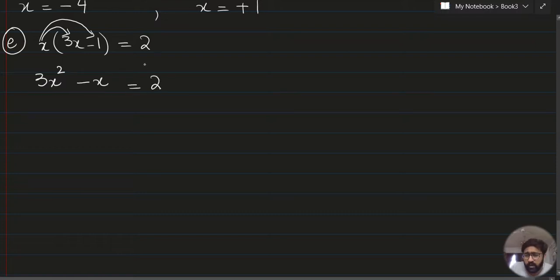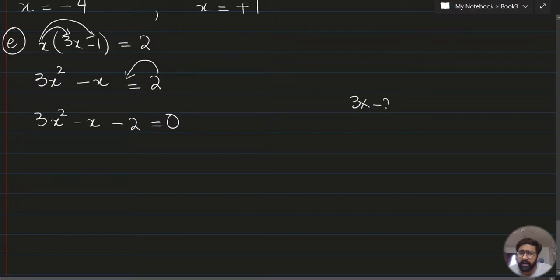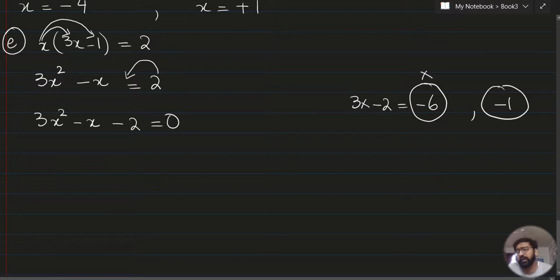For making it an equation to solve, you need to make this side equal to 0. So you need to take this 2 to the other side. It is going to become 3x square minus x minus 2 is equal to 0. Multiply the first coefficient with the last coefficient. It is going to become 3 multiplied by minus 2, which is minus 6, and minus 1 is with x. So you multiply the two numbers, you should get minus 6, and if you add or subtract the two terms, you are going to get minus 1.